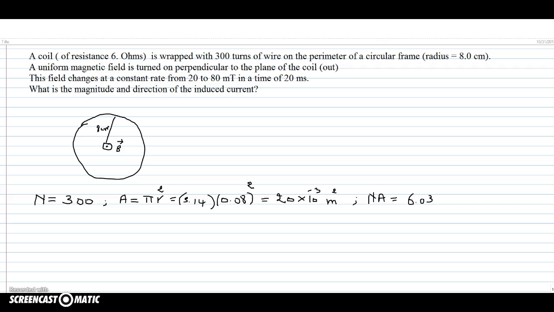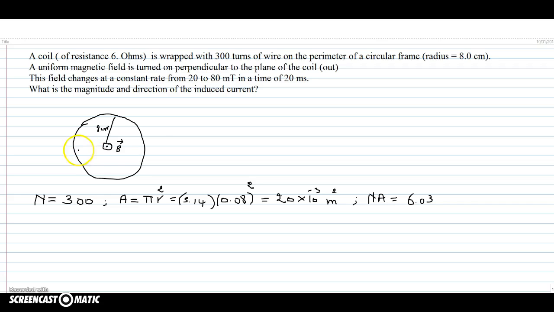The total resistance is 6 ohms in the 300 loops, and we have a magnetic field turned on at t equals 0 within this coil. This field changes at a constant rate from 20 to 80 in 20 milliseconds. What is the magnitude and direction of the induced current? The direction is whether it's clockwise or counterclockwise.